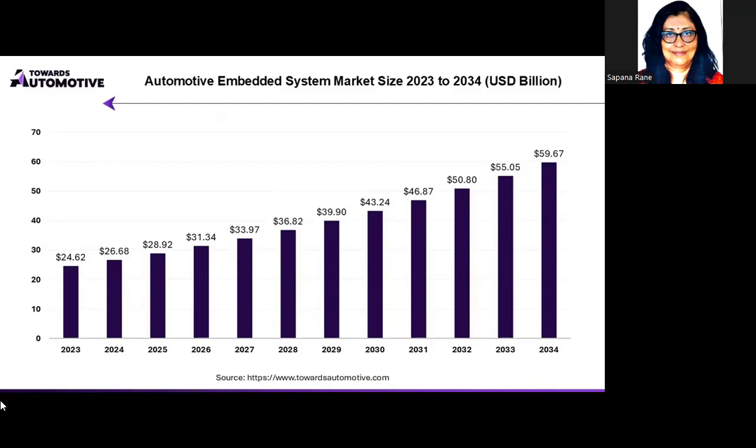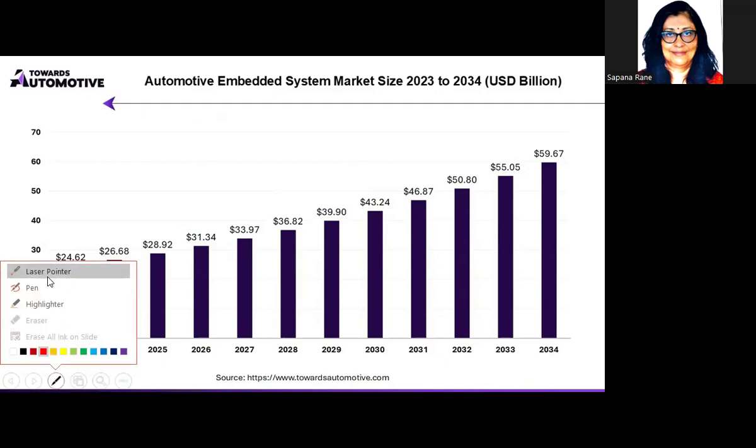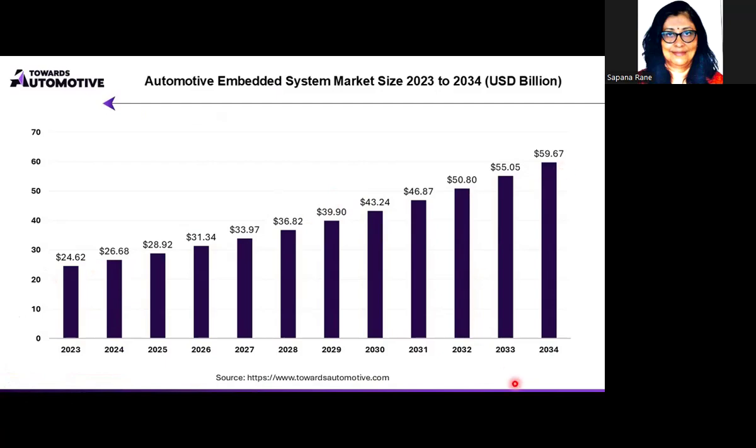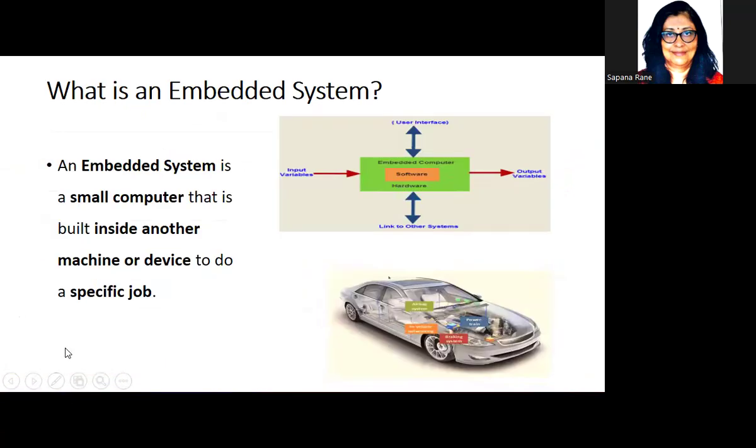you can observe there is an increase of 4 billion US dollars in the embedded system market. Now, if you study the market prediction up to 2034, then the market of the embedded system will increase almost up to 60 billion US dollars. So such a big increase in the market of the embedded system. So you will come to know how relevant it is to study the embedded system.